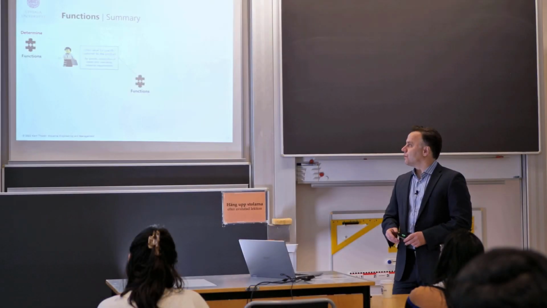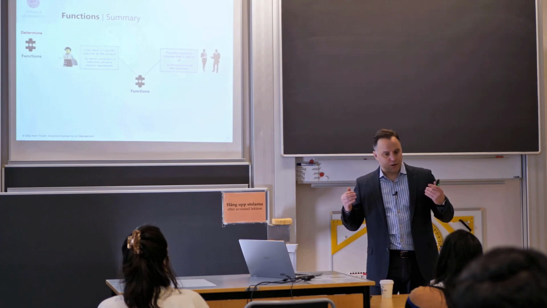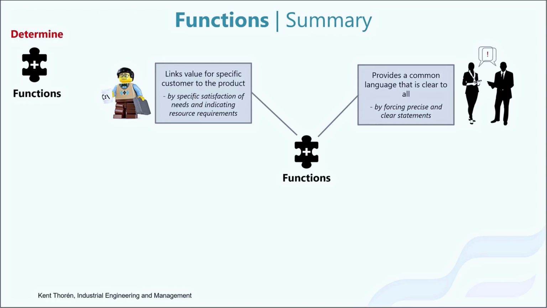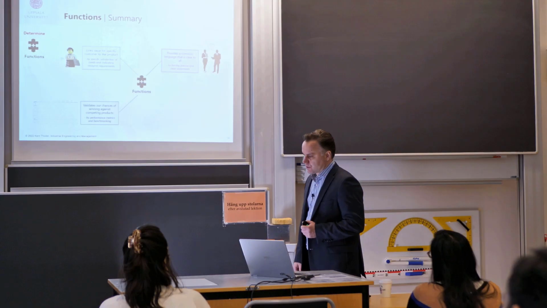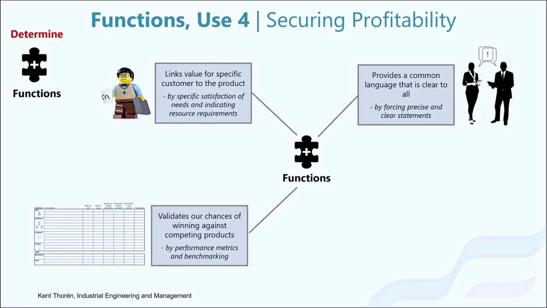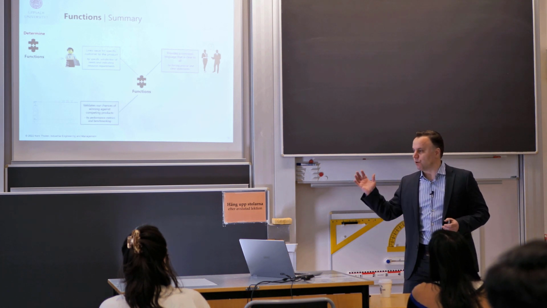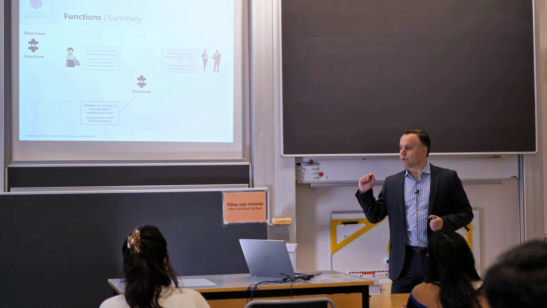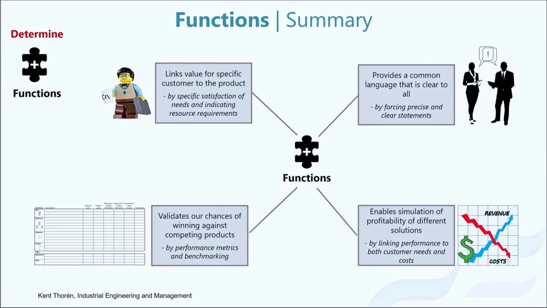So just to summarize, first of all, we link with functions the value the product generates for a specific customer. Another part is that it gives all of us that work from different parts of the company a specific syntax that is very clear. We can talk the same language. We can also validate if our chances with this product to win in the market are good enough before we launch it. So we can see that when we come out here in the options for the customer, we will look like this. And we also can prepare arguments why we are better that we can use in our sales pitch, of course benchmarked. And then we can simulate the profitability of different alternatives.